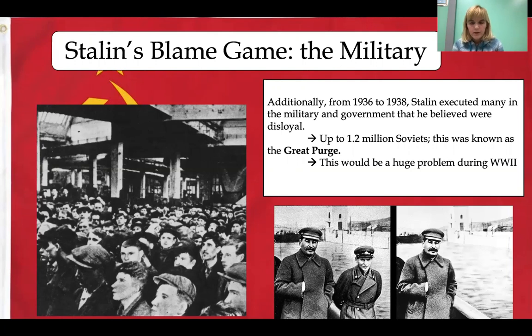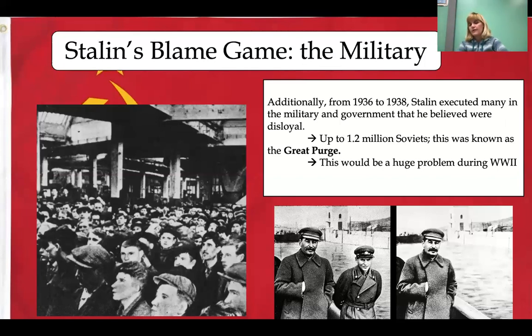Now, we've killed the best farmers in the country, and now we're killing the best military leaders and the best government leaders. What do you think is going to happen to the Soviet Union in World War II if we are getting rid of our best military class? Good point. We're probably going to get our butts kicked by the Nazis. And that's kind of exactly what happens. So Stalin's paranoia is going to bite him in the butt.